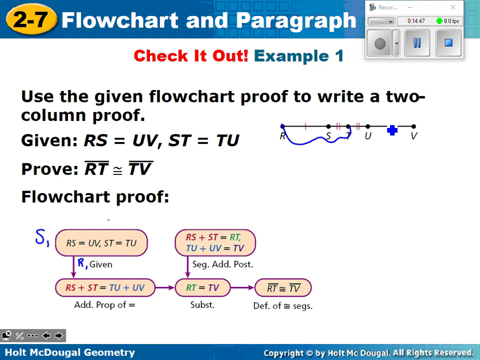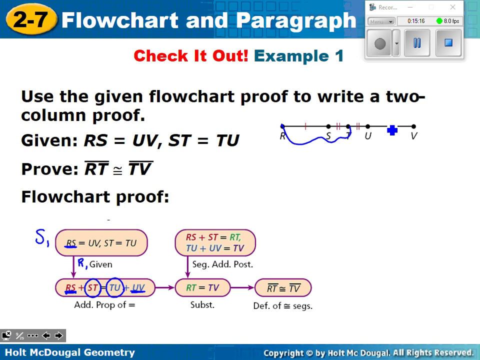Now, what are our 2 options of where we could go next? We could go to the right, or we could go down. Okay, so from this, they say use the addition property of equality. Let's understand what they've added. They said RS equals UV.